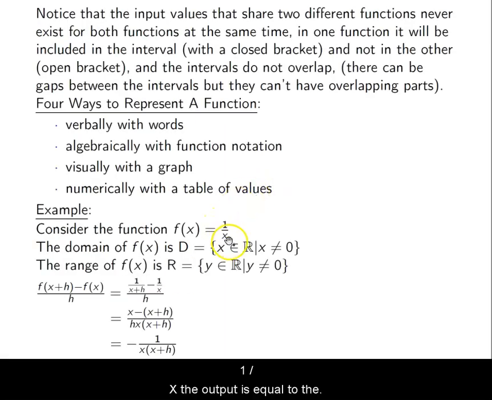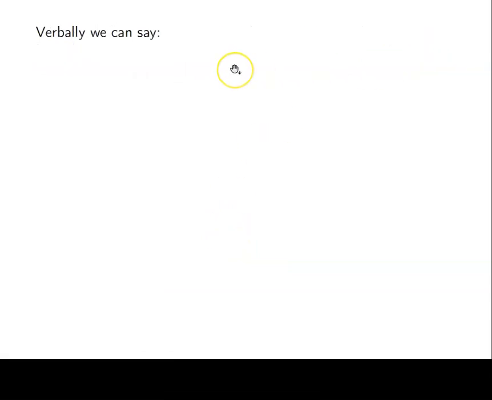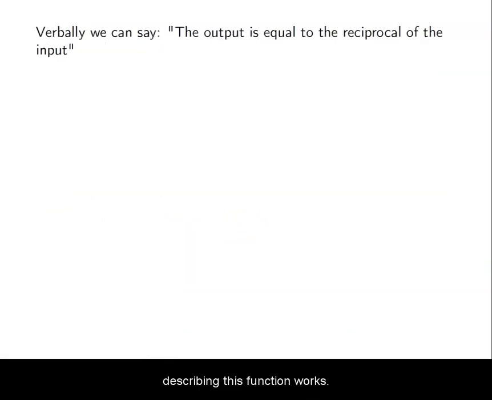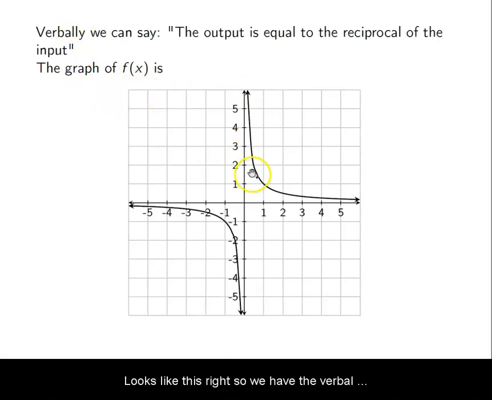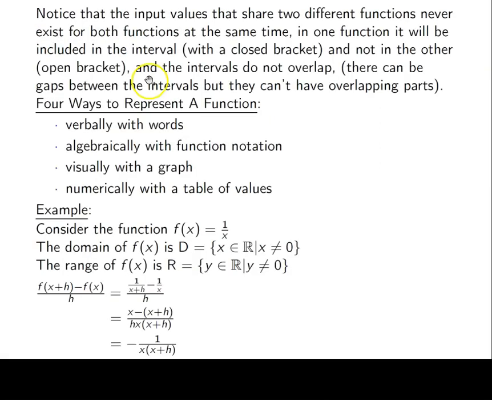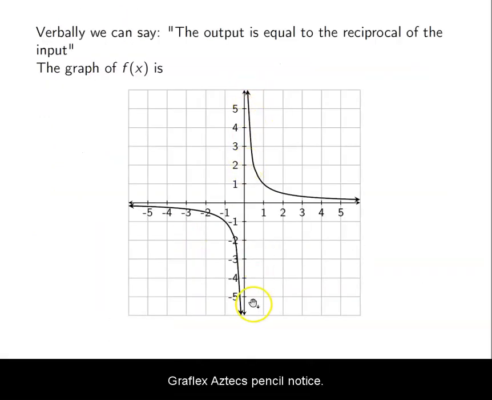Okay, so verbally we can say the output is equal to the reciprocal of the input. 1 over x. So I'm plugging in x, but it's the reciprocal of x, right? The output is equal to the reciprocal of the input. That's me verbally describing this function with words. The graph of f of x looks like this, right? So we have the verbal representation, the graphical representation. We're given the algebraic function notation, the algebraic representation. The graph looks as such.